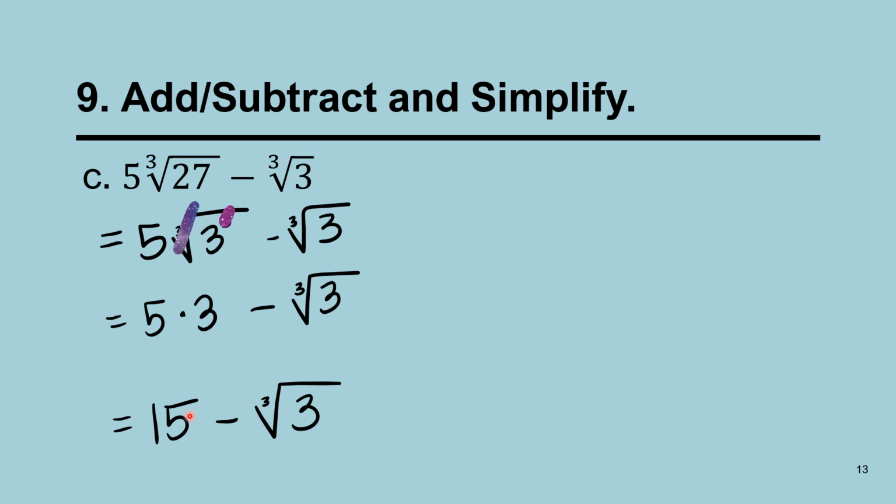There's no like terms here. We don't have a cube root of 3 that's attached to 15, so there's nothing else that we can combine. All right, so sometimes you might not be able to combine them, and that's okay. The only time you can combine them is when the radicals match. Right, so here the radicals almost matched, right? It was the cube root of 3, but it was 3 cubed, whereas this one's just the cube root of 3. Right, so they almost match, but not quite.